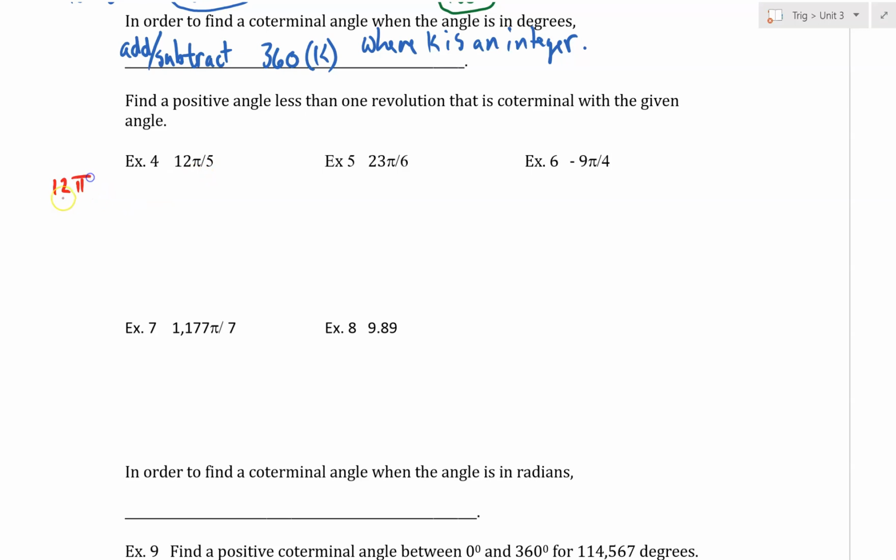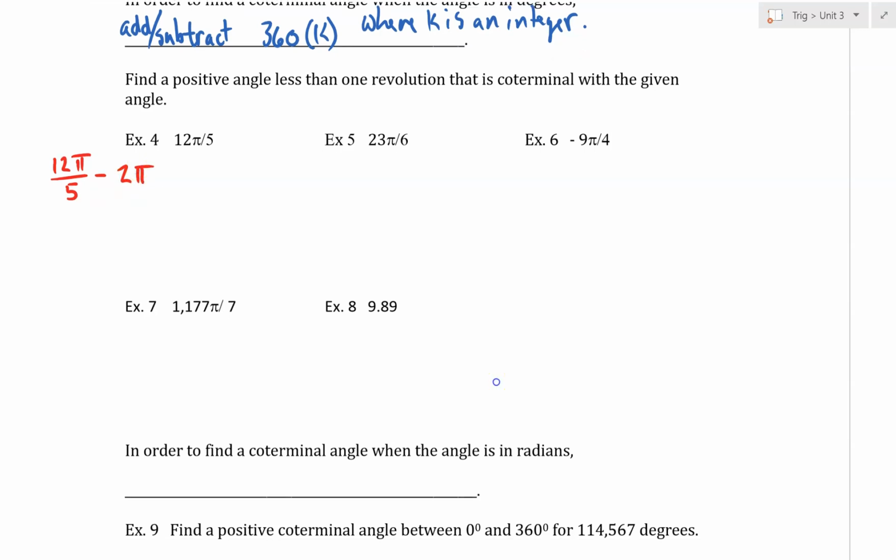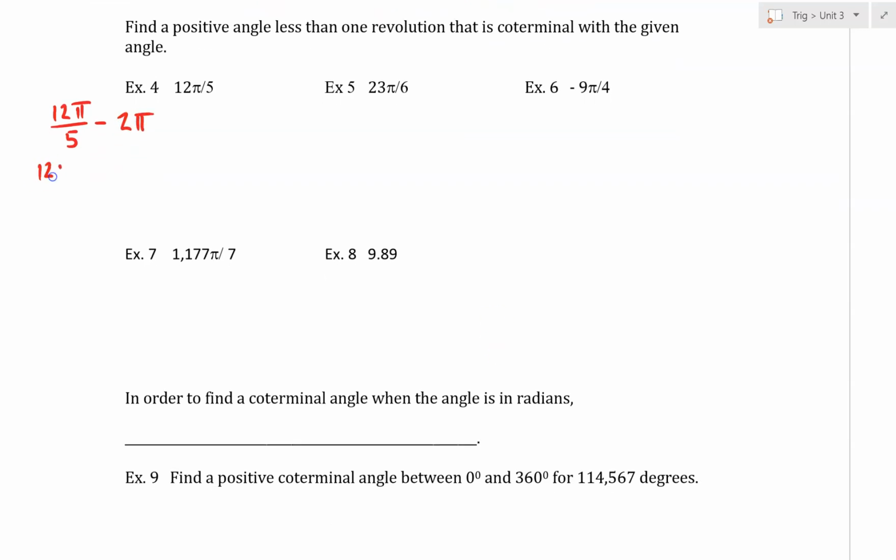So 12 pi over 5, and we are going to subtract from this one 2 pi. How would we do this? Well, we take 12 pi over 5, and we're going to subtract 10 pi over 5, and that leaves us with an answer of 2 pi over 5. This would be the positive within 1 revolution. Hopefully we understand that one. Let's take a look at the next one.